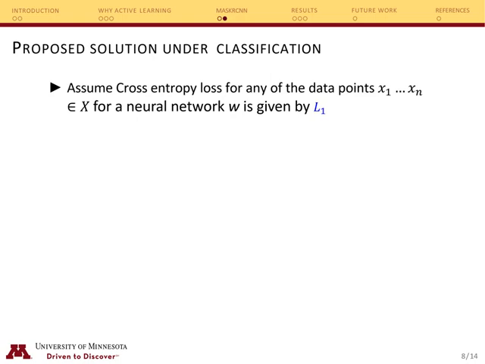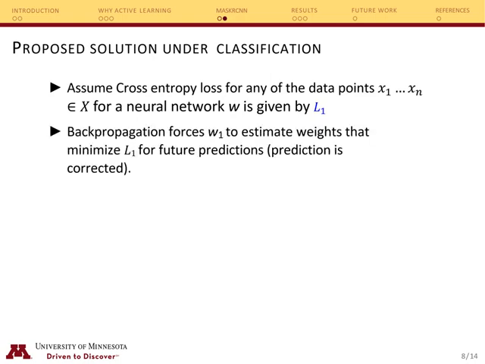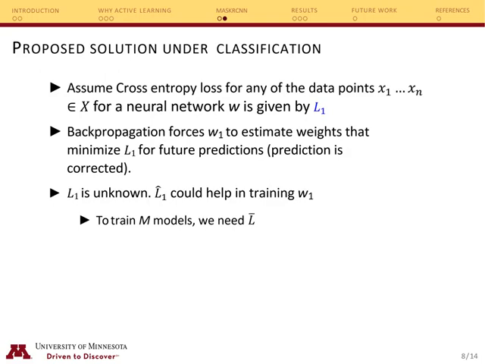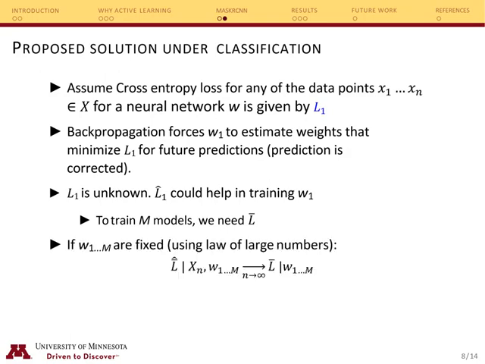Let's assume that the cross entropy for a data point of a neural network W is given by L1 in blue. The value of L1 makes the network adjust its weights to minimize L1 in the next backpropagation. L1 is unknown, but if we have a good estimate of L1, we could choose samples that have the highest estimated loss that the network W1 will have, assuming that there are no false outliers. This means that the model will have more samples that are likely to be incorrectly classified, which will help during training. However, we need our estimated loss to be more general. Otherwise, we will overfit on the performance of model W1.